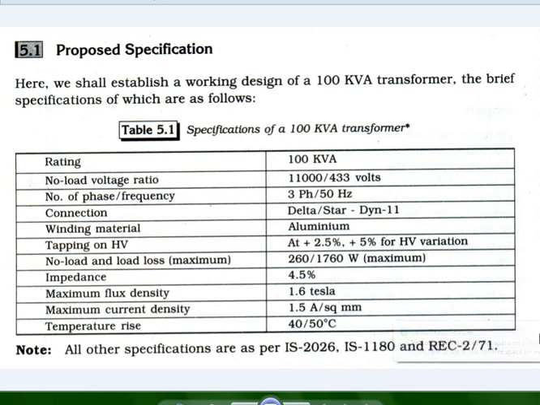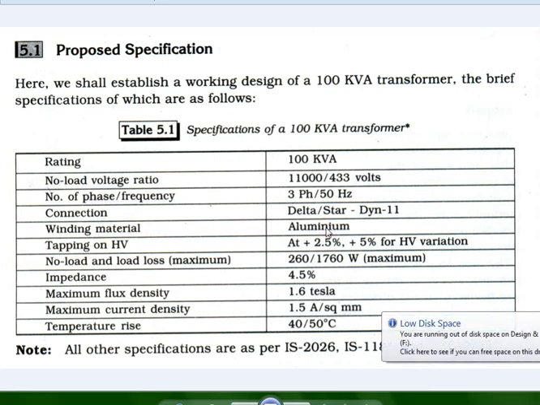Okay, next thing, winding material is aluminium. Aluminium is a good one because why? It's cheap, but it does not have a large current density. One thing very important, we often go to buy transformers and they say aluminium is cheaper, you will get it at half the price, but it cannot have a large current density.